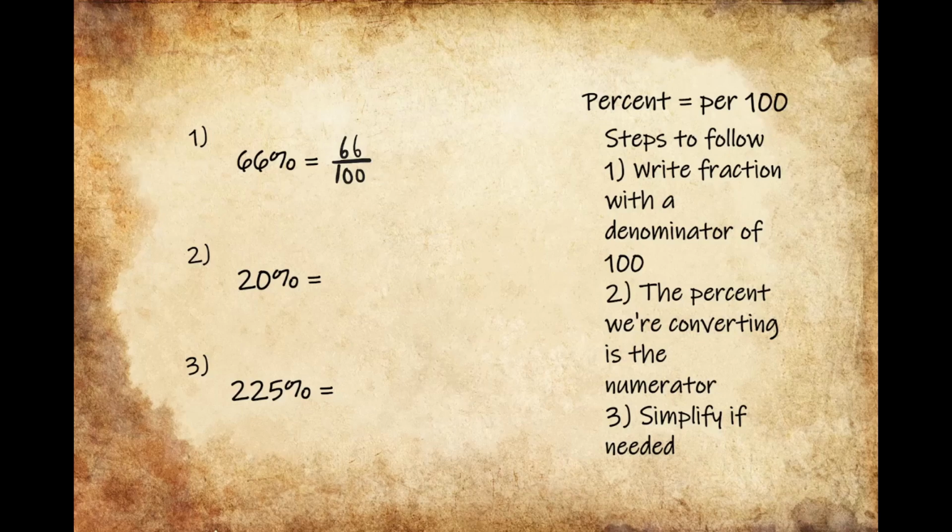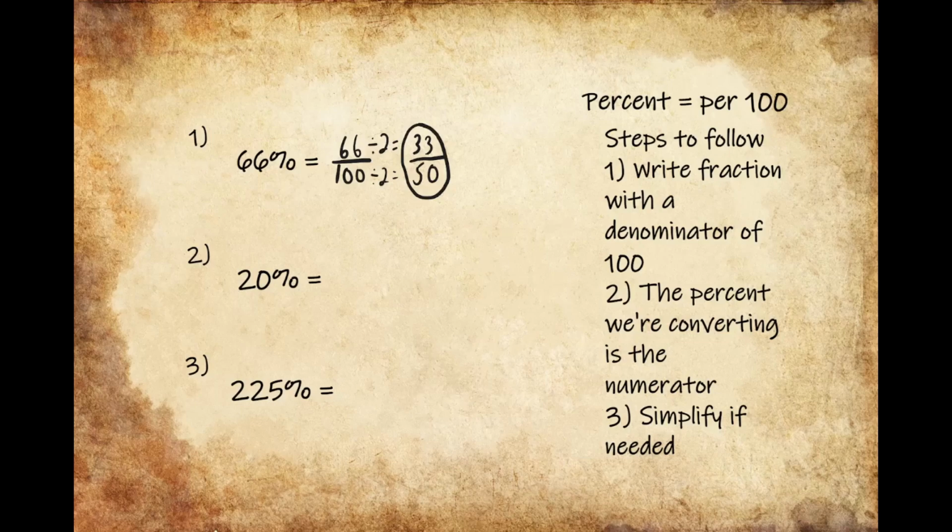The next step is to simplify the fraction if needed. And looking at this question here, I know that both 100 and 66 are multiples of 2, so we're going to go ahead and divide both of these numbers by 2. And we know that 100 divided by 2 gives us 50, and that 66 divided by 2 gives us 33. And since there's no common factor other than 1 between 33 and 50, I know that this answer is written in its lowest possible terms. So 66% is equivalent to 33 over 50 when written in its lowest possible terms.